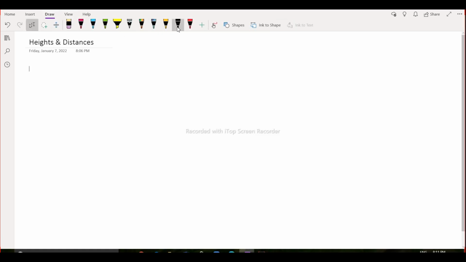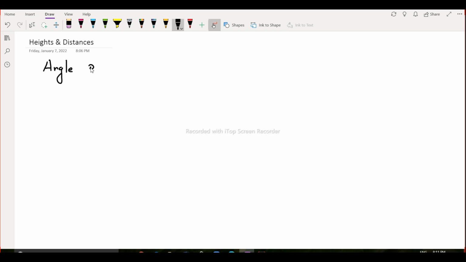Let's start off with heights and distance, and in this also we use the concept of trigonometry. So let's check out how exactly we can use trigonometry in heights and distance. For this, we'll first understand two terms.